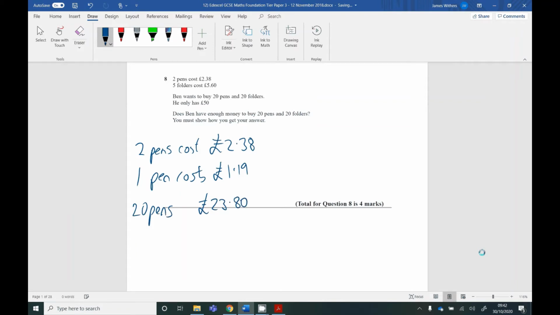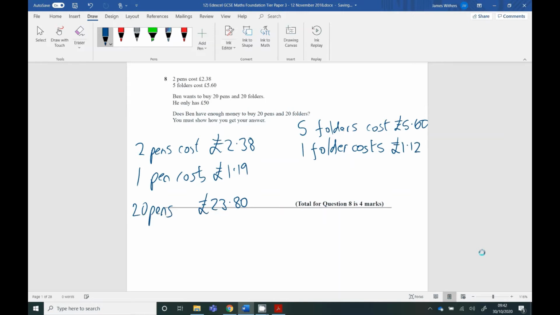Now 5 folders cost £5.60. So again, I think the safest way, just go back and work out how much one folder costs. There are other ways of doing it, but this is a safe way. So 5 folders cost £5.60. One folder is going to be £5.60 divided by 5, which is £1.12.